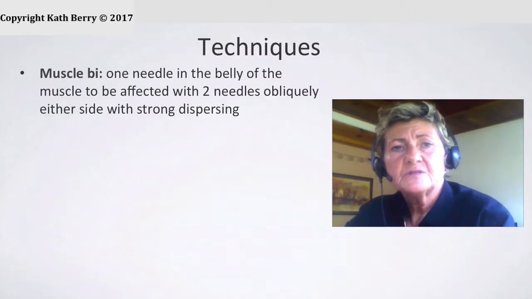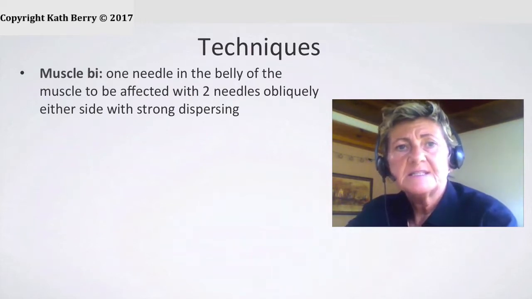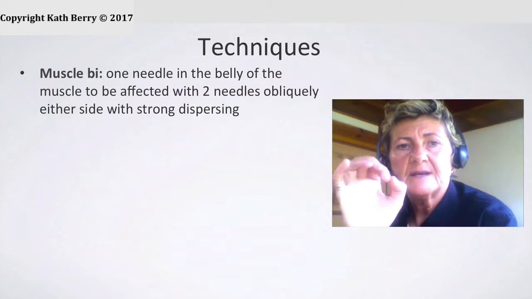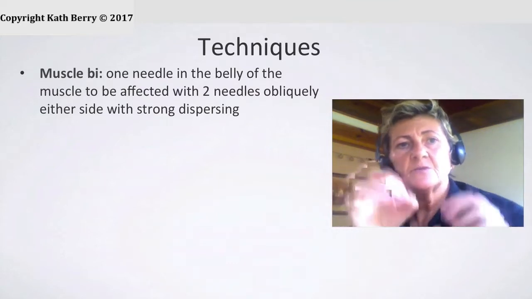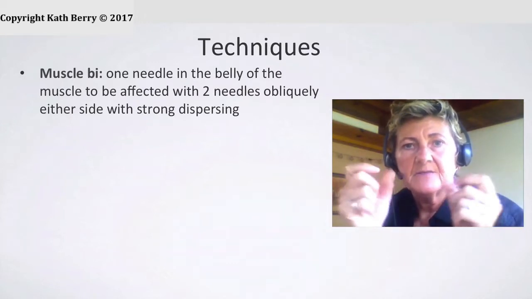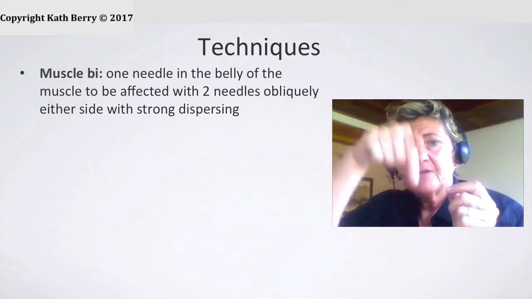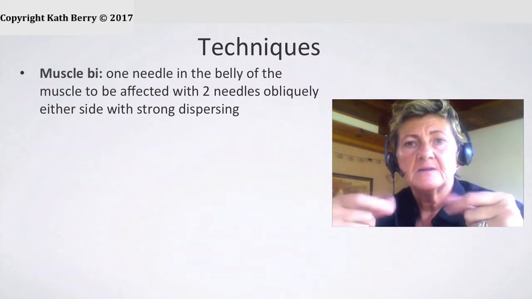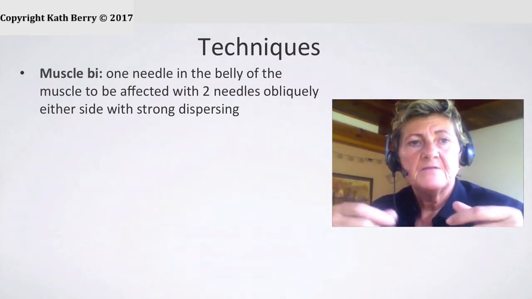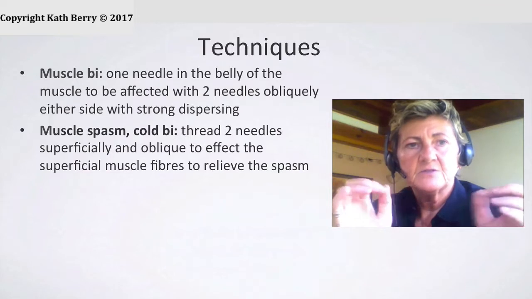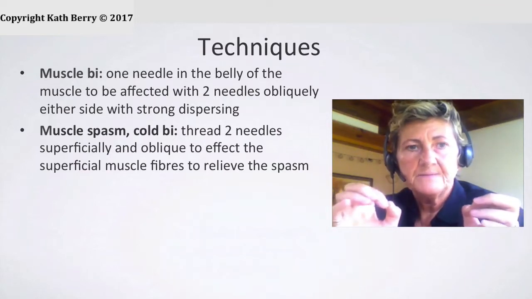So apart from the usual dispersion and tonification, the following techniques have been mentioned by other practitioners treating Bi syndrome. For muscle Bi, some practitioners use one needle right in the belly of the muscle with two needles placed obliquely either side, very shallowly inserted, and then use a strong dispersing technique. And for a muscle spasm or for a cold Bi, thread two needles superficially and obliquely to affect the superficial muscle fibers to relieve the spasm.